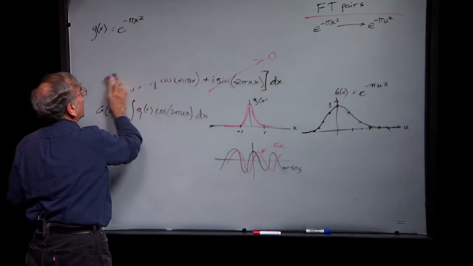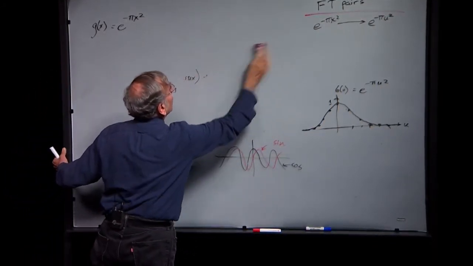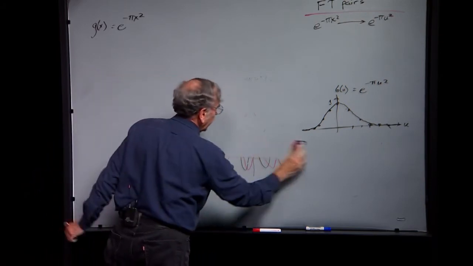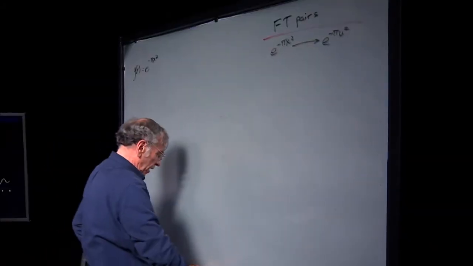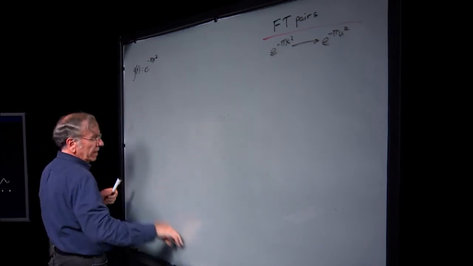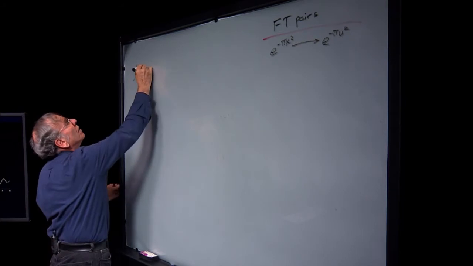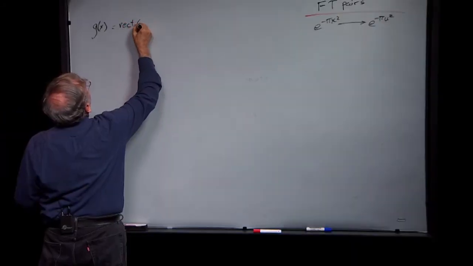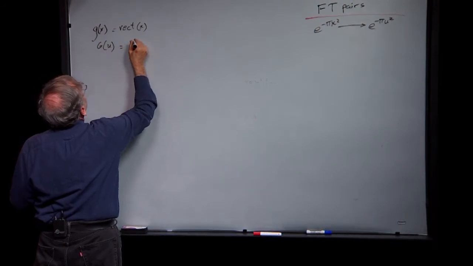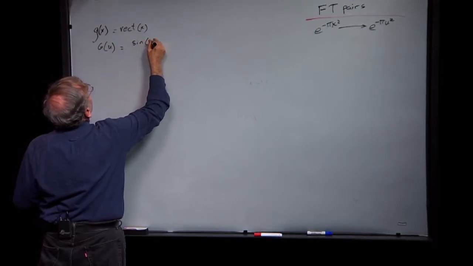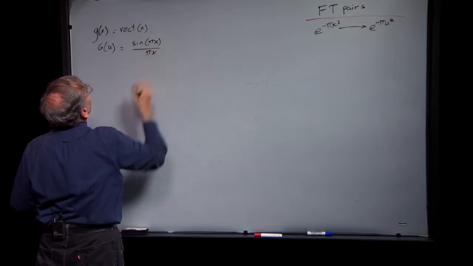I'll just have you look at the notes to see how you do the integral. But the result is this, that if g of x is what we call the rect function, then g of u is sine of pi x divided by pi x.